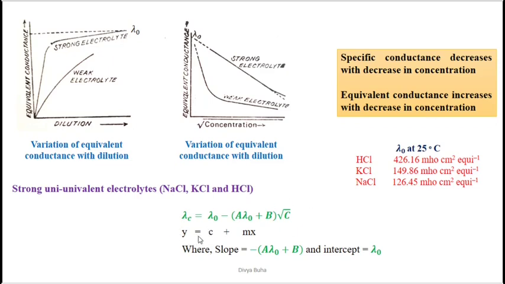Over here you can take y equals c plus mx. So y, that is lambda c, we have taken on the y-axis, and x, that is under root c, we have taken on the x-axis. Over here c is the intercept, right? And the slope would be minus a lambda 0 plus b. Now let us see how this practical is performed.